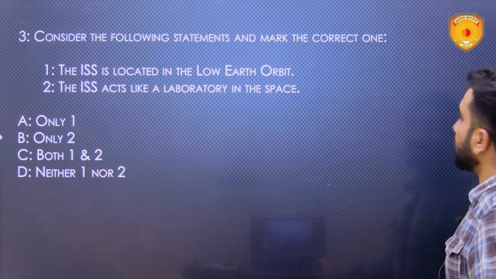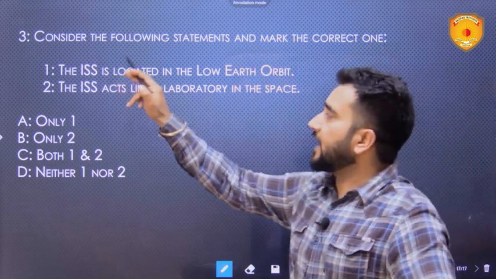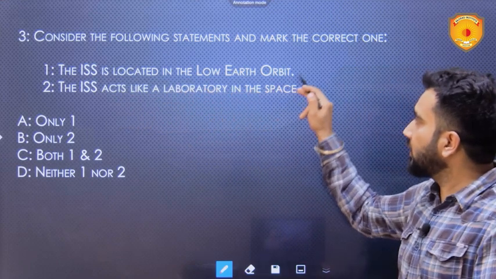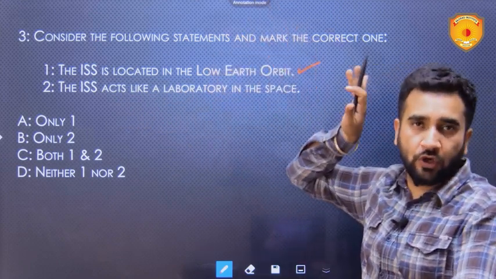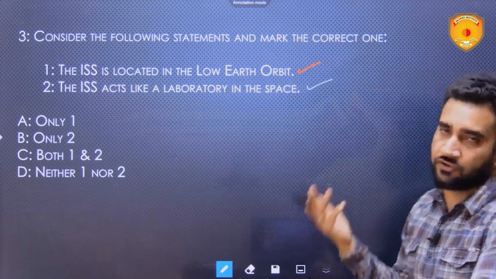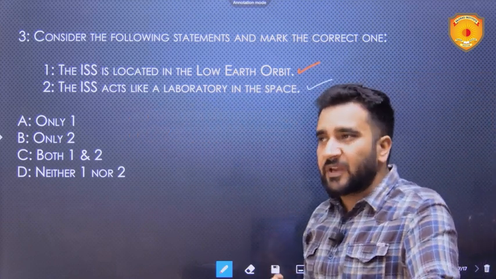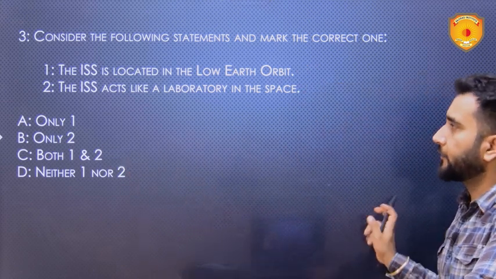Then the third question, consider the following statements and mark the correct one. The ISS, that is International Space Station, is located in the low Earth orbit, which is true. 430 kilometers and low Earth orbit can extend up to 2000 kilometers. The ISS acts like a laboratory in the space. Yes, that is why these astronauts go there to perform experiments in microgravity. Both are correct. So C option is correct.